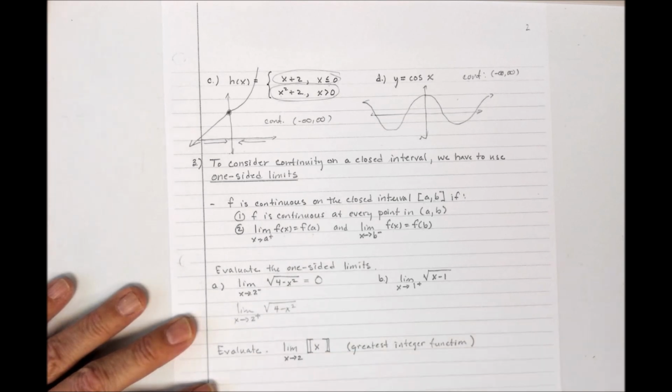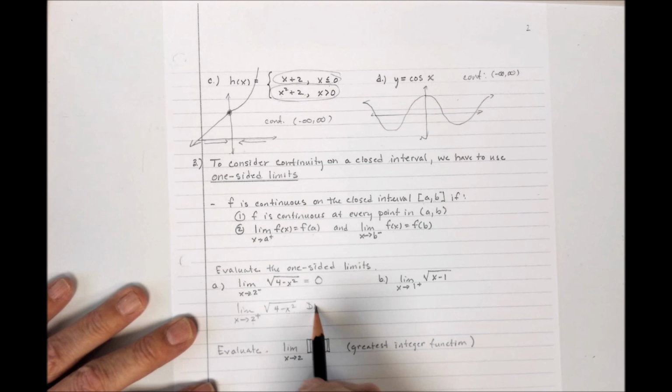Well, in this case, this is not going to exist because now I'm going to be taking numbers a little bit bigger than 2. 2.1, 2.01, 2.0001. And if I plug those in, then this is a little bit bigger than 4. 4 minus a little bit bigger than 4 is negative, and I'm taking the square root of a negative. So in this case, this one does not exist.